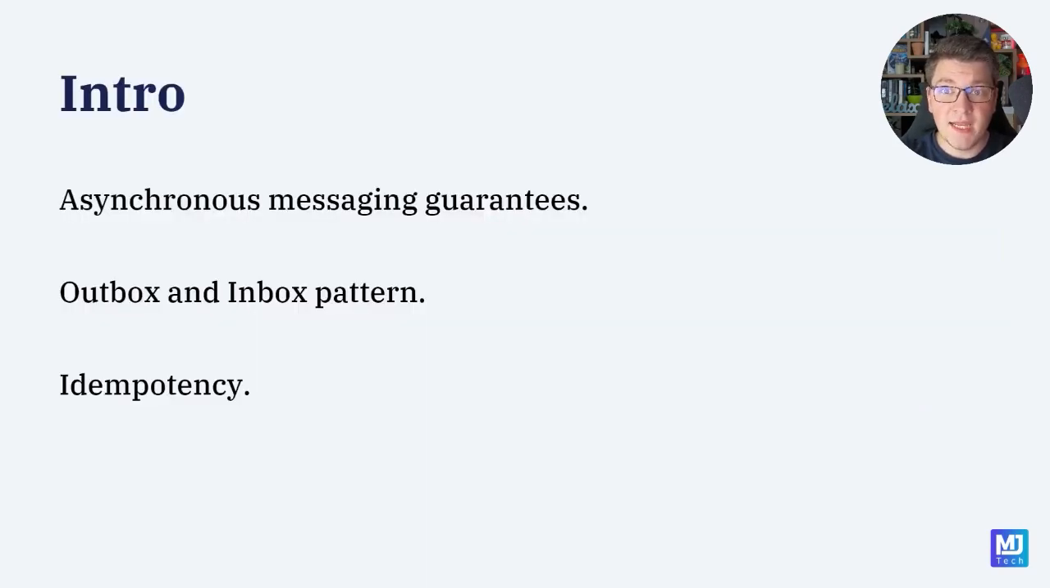This is our high-level plan for this chapter, and I want to kick things off with a discussion about asynchronous messaging guarantees. Then we are going to continue our discussion by introducing the outbox and inbox patterns. I'm going to explain why these patterns are useful, and of course I'm going to show you how we are going to implement them into the modular monolith architecture. And last but definitely not least, we are going to talk about idempotency when it comes to messaging and how idempotency fits into the outbox and inbox patterns.